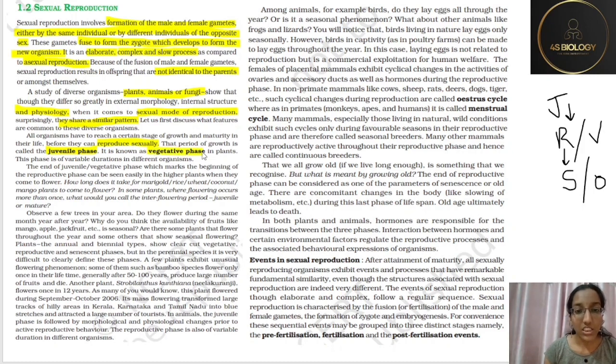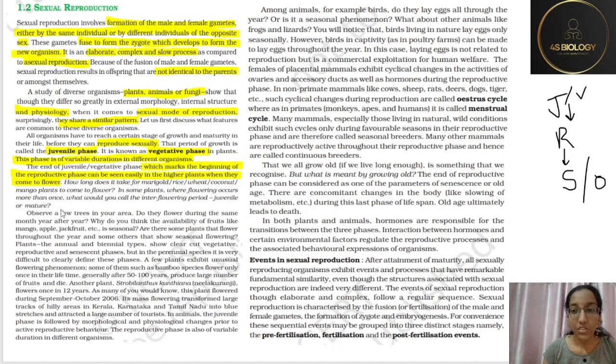This is also known as vegetative phase in plants. These phases are of variable durations in different organisms. Each organism has its own duration. So the end of the juvenile or vegetative phase marks the beginning of the reproductive phase and can be seen easily in higher plants when they come to flower. Once they flower, it means that it is in the reproductive phase.